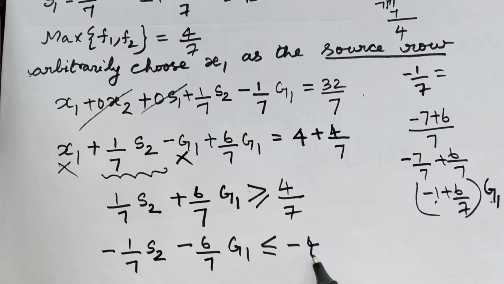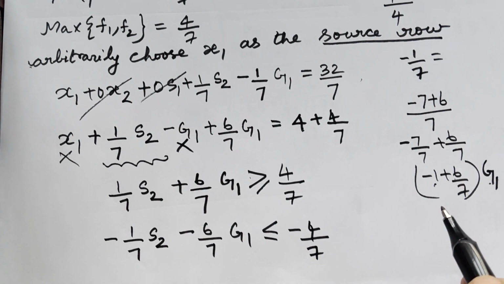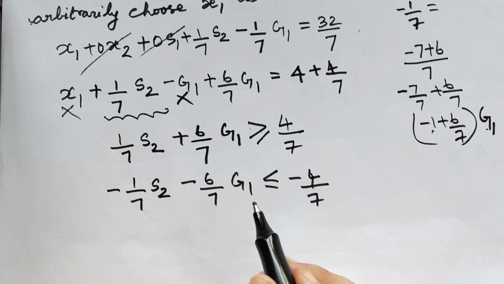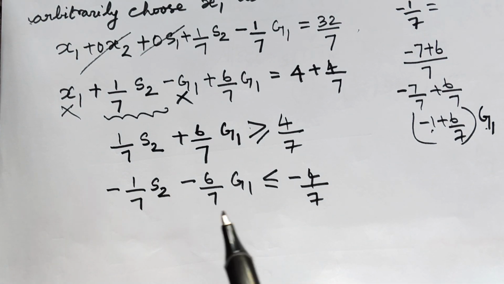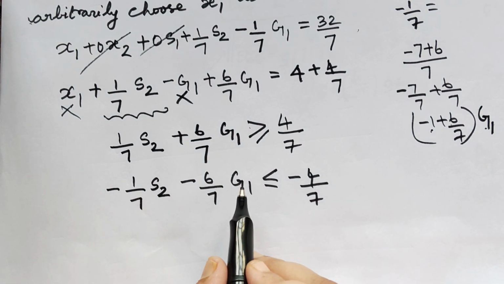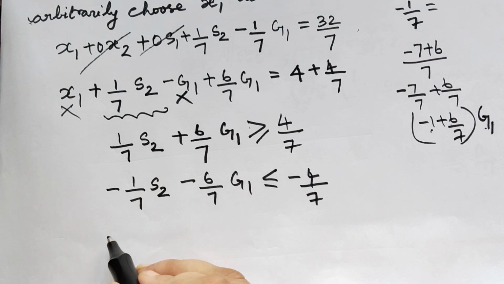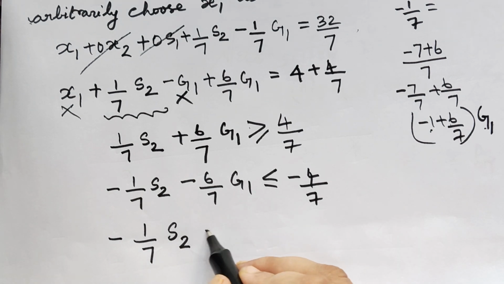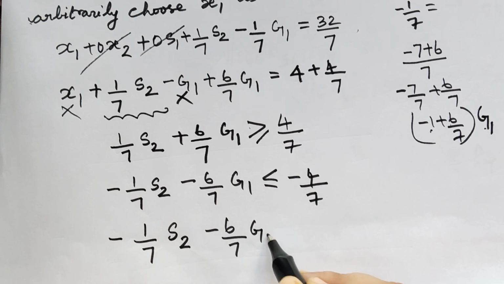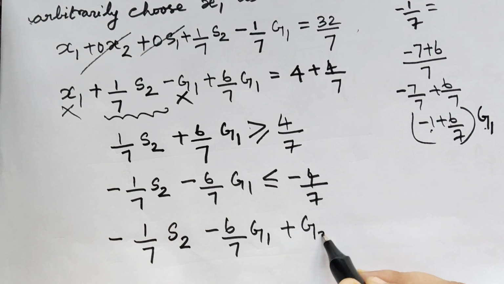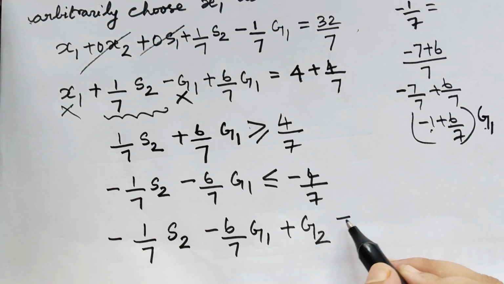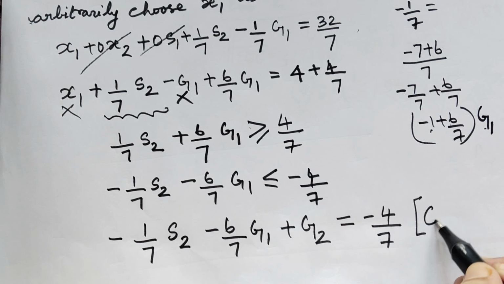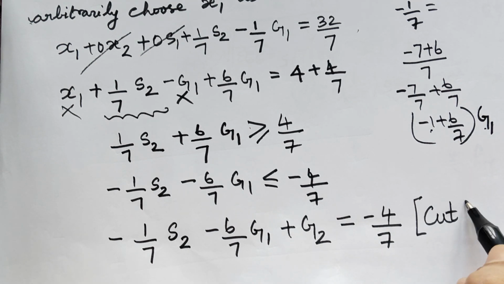Now we want to make this an equality constraint. So what do we have to do? We have to add a slack. What is that slack known as? Gomorian slack. Already we have added g1, so another Gomorian slack we have to add. So minus 1 by 7 s2 minus 6 by 7 g1 plus g2, the new Gomorian slack that we have introduced, is equal to minus 4 by 7. And this is the next constraint, which is cut 2.